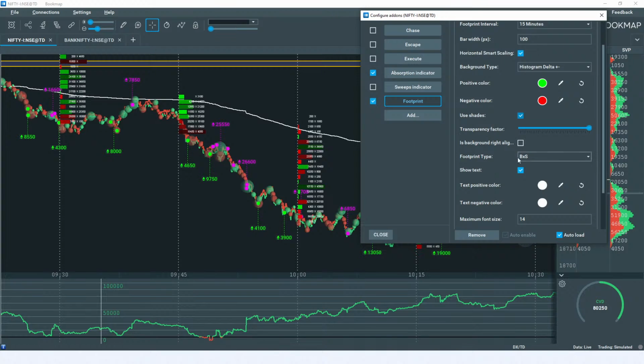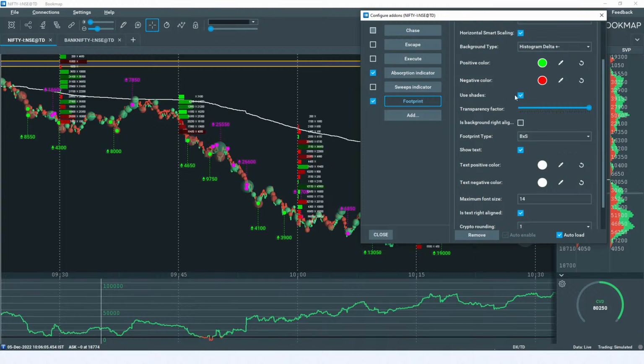Similarly, the most important thing is the background type. There are so many ways by which you can calculate the footprint. At the present moment I'm keeping it as histogram, delta, plus and minus. It will identify the overall volume and also the volume behavior. It will help us to identify the delta behavior of the overall volume, like green and red color, it will identify market buy and sell orders. Positive color, negative color, based on your need you can set that.